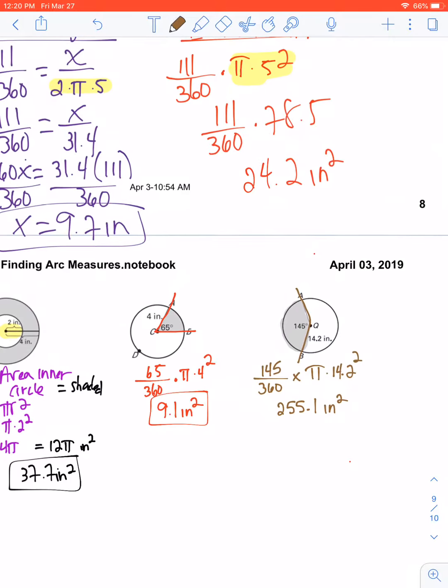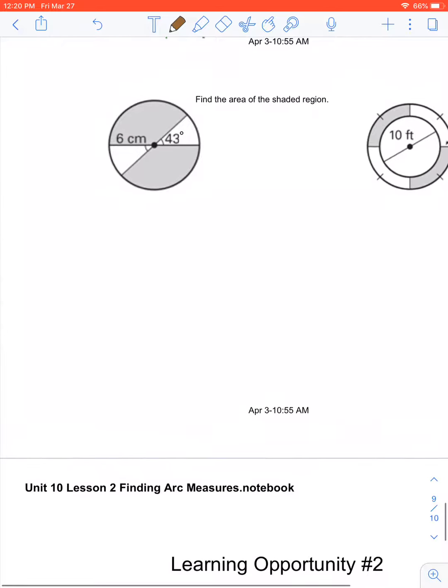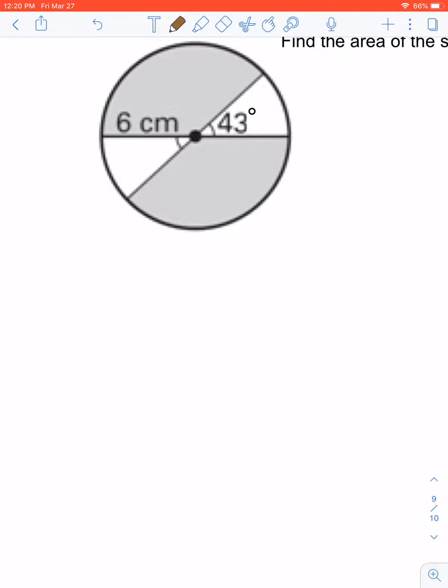All right, 2 more to do, friends. We're almost there. Okay, let's find the area of the shaded region. All right, here is my strategy on this problem. If you notice, this is 43, that means this has to be 43 degrees.